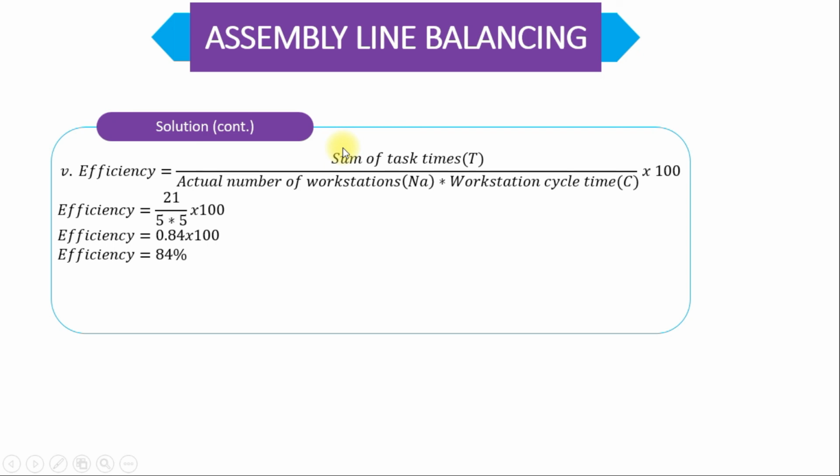satisfactory. So first, let's find the efficiency. We need the sum of the task times divided by the actual number of workstations times the workstation cycle time, then multiply it by 100. After dividing this, we got 0.84 multiplied by 100, which gives 84%, a significant one.